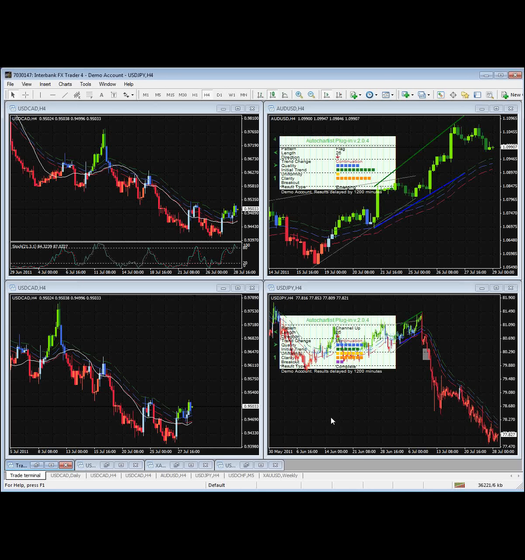As always, we're looking at the quad setup, which is just my way of saying there's 4 charts on the screen. Now, for those of you that have dual monitor setups, you can definitely take a look at a broader view of the market.